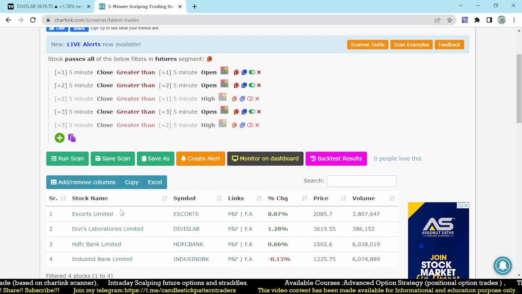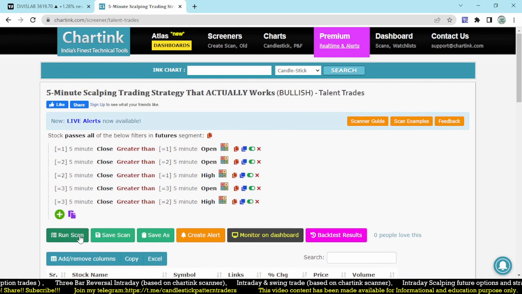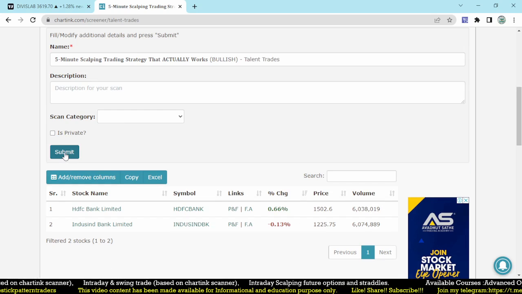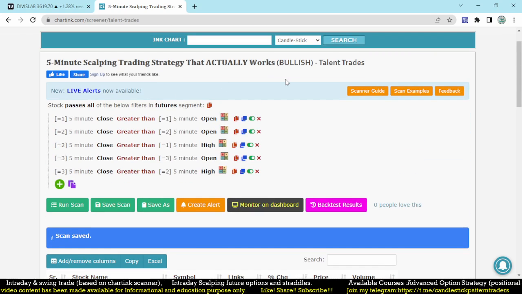So if you want to change the scanner, you can modify it and use it as per your own satisfied conditions. This is the scanner which we are going to use on the 5 minute chart. So run the scan, only two stocks. I'm going to save the scan and submit. You can search it with the name.